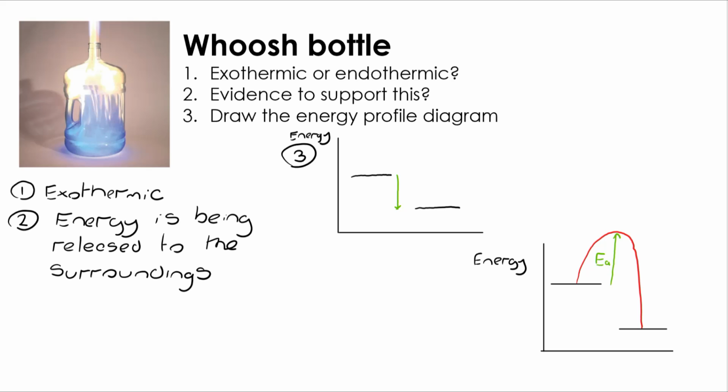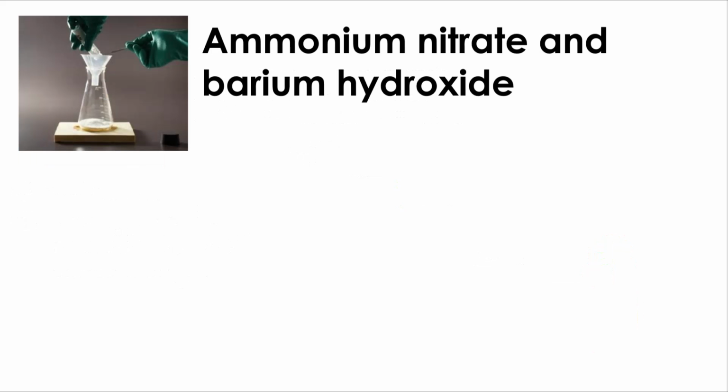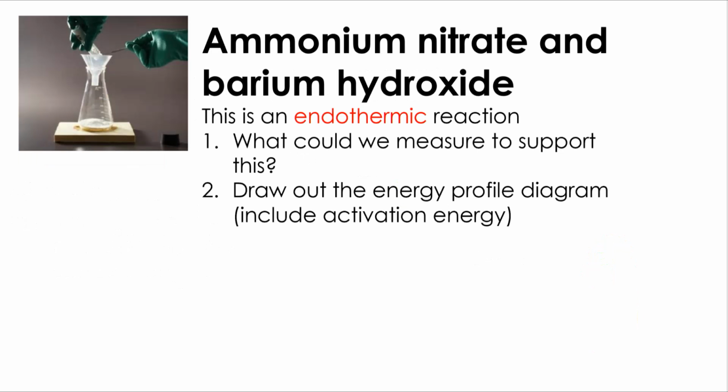So now we've looked at the Whoosh bottle, we're going to look at a different chemical reaction. We've got ammonium nitrate and barium hydroxide. Now this one you are again probably familiar with, but I'm going to tell you in this case it's an endothermic reaction. So you've got two questions here. What could we measure to support it, and what would we observe?